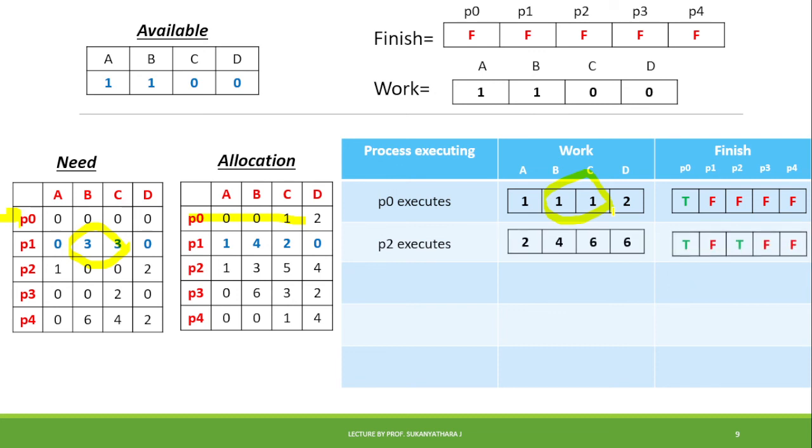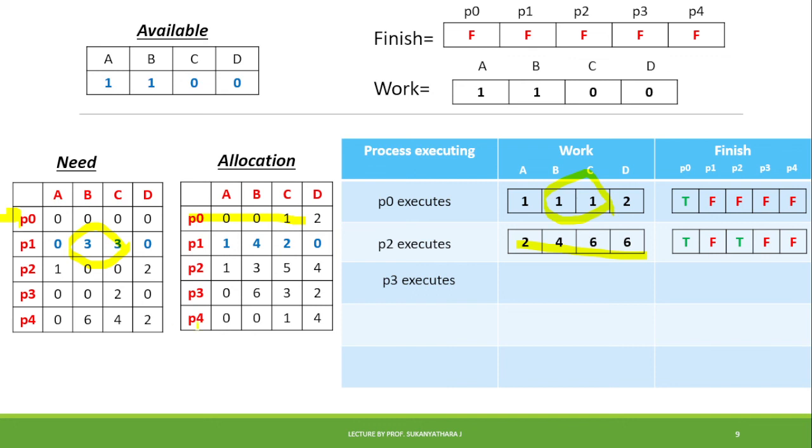P2 executes and leaves the system by releasing its resources. Now work becomes work plus allocation of P2. P2 executes, P1 is still waiting. Then finish of P2 equals true. Go to the next process. Its need is less than or equal to work. So this is the current value of work, and P3 can also execute.